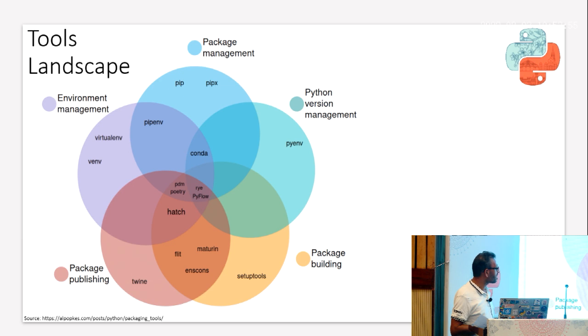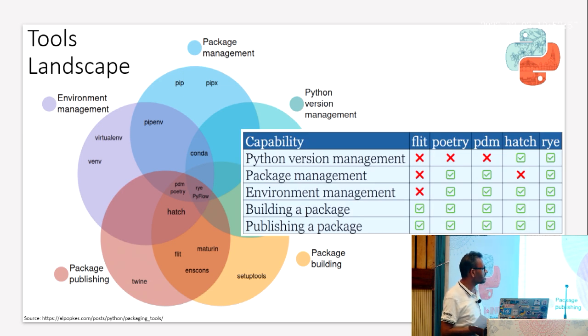So let us look at a comparison of these different tools. Flit can do building packages and publishing a package. Poetry can do all of them except Python version management. PDM, in fact, I think the latest version even has Python version management, so it can do all of them. Hatch, package management is not there, everything else is there. Rye is full-fledged, everything is there.